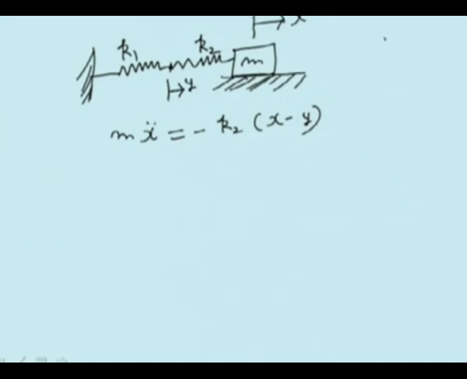So we can say, because this mass is this one, separately we can draw, and this is accelerating, so its acceleration is x double dot, and this is mass m. Now here this becomes K2 times (x minus y), basically, because this end of the spring has moved a distance x, the other end has moved a distance y. So m x double dot is equal to minus K2 (x minus y).